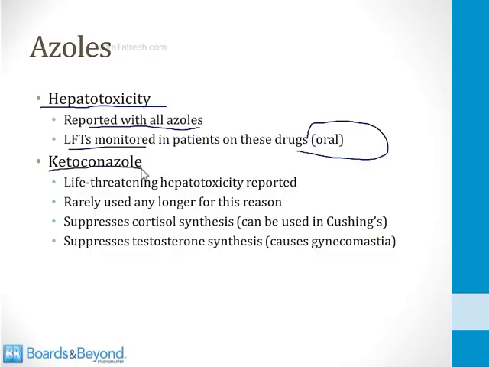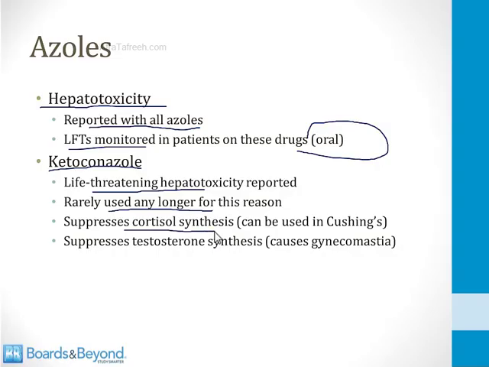Ketoconazole deserves special mention. It was one of the first azoles on the market, but there was an incidence of life-threatening hepatotoxicity, and it's rarely used anymore for this reason to treat fungal infections. We have newer azoles that have less liver toxicity. However, ketoconazole is a powerful suppressor of cortisol synthesis.